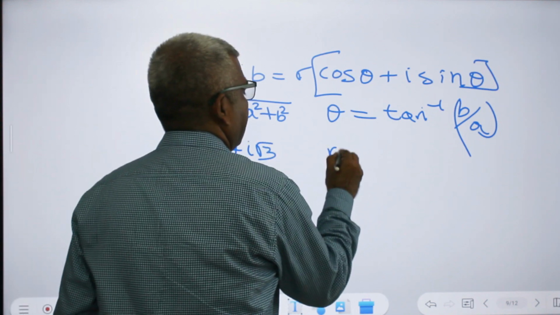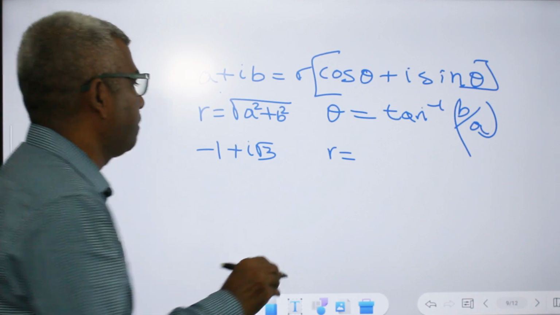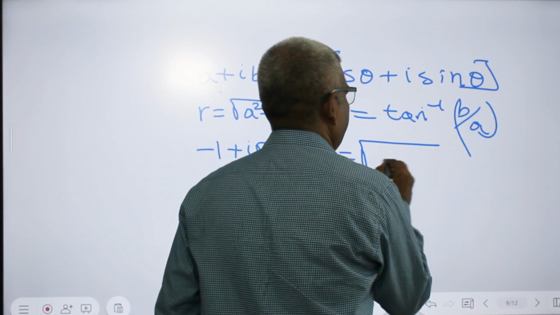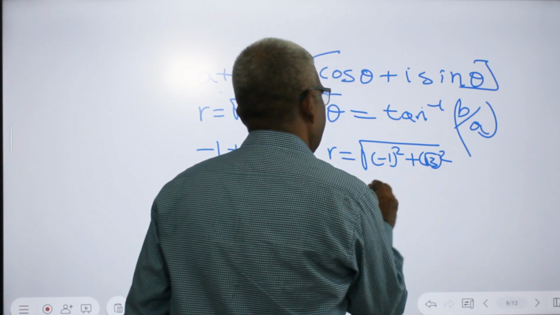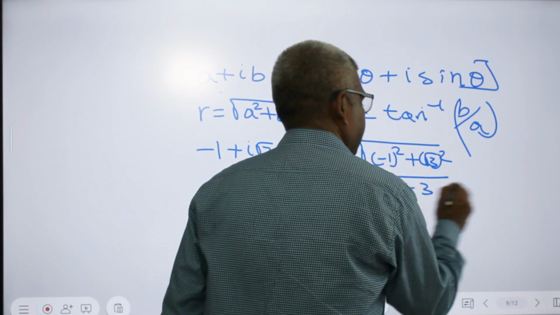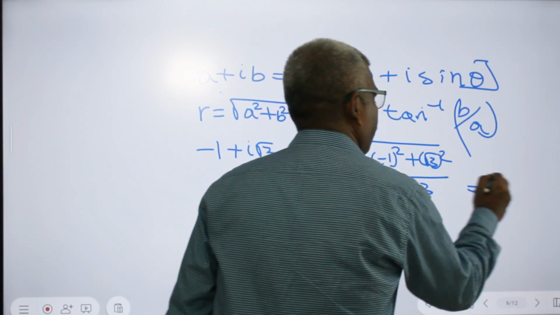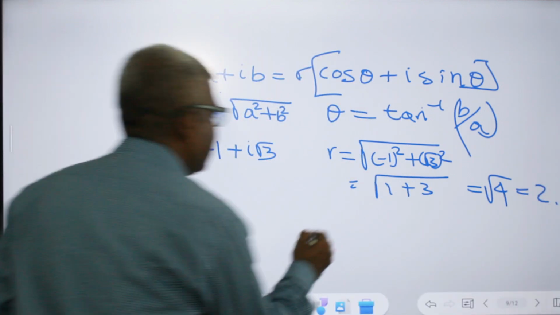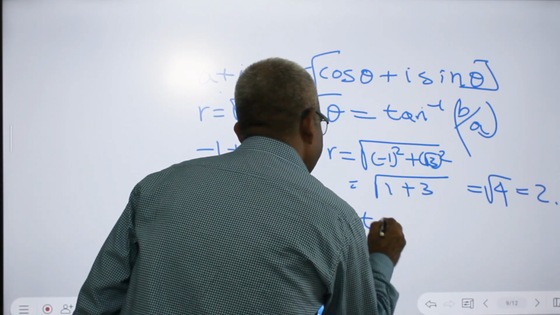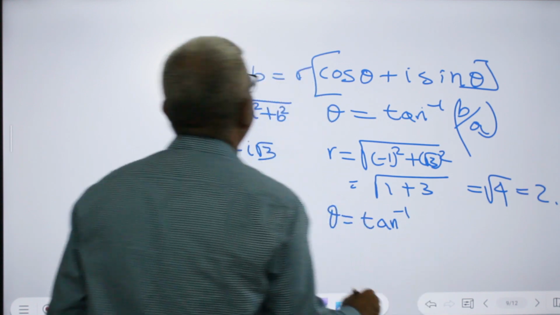What is r? r is equal to square root of a squared plus b squared, square root of minus 1 squared plus root 3 squared. r is equal to square root of 1 plus 3, square root of 4, r is equal to 2. Got it? Then theta is equal to tan inverse b by a.